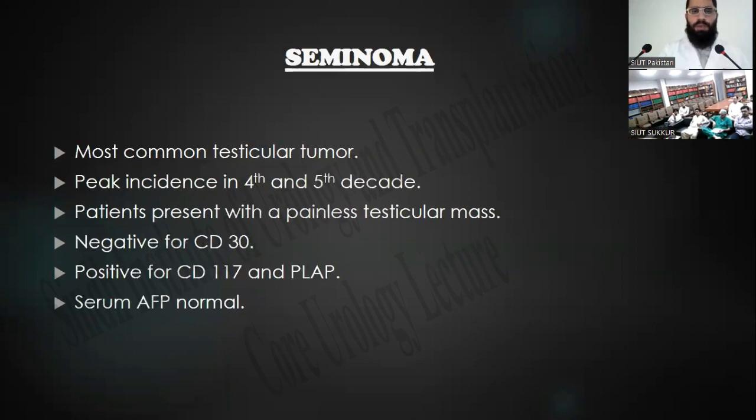Seminomas are most common testicular tumors. The peak incidence is in fourth and fifth decade. Patient presents with a painless testicular mass. Immunohistochemistry is negative for CD30 and positive for CD117 and placental alkaline phosphatase. Serum AFP is usually normal, although in some cases, about 15%, beta HCG can be raised.